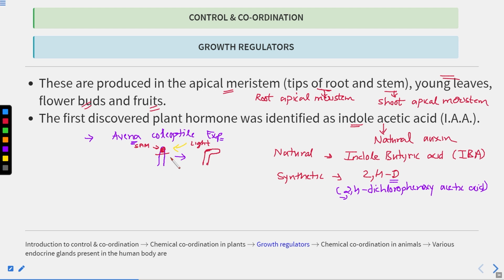So what was done? The shoot apical meristem region was cut. It was isolated from this coleoptile, and then it was kept on an agar block. So this is the agar block.